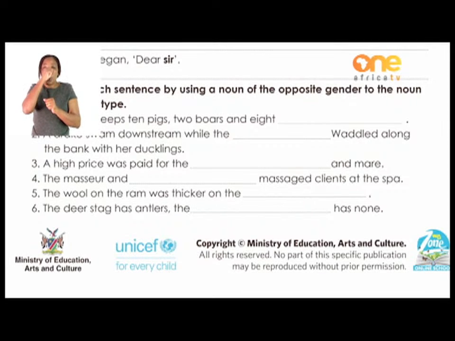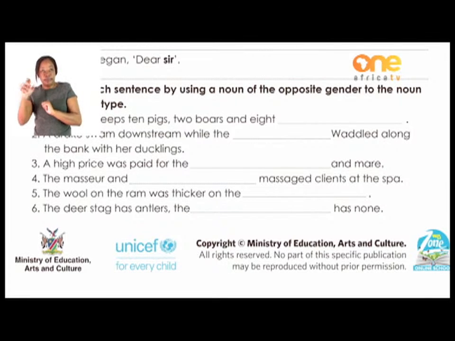So, now, can you change the gender, which is bold there? All right. So 10 pigs. The boy pigs will say they are bulls. What about the female pigs then? So that will be sows. Sows. Now do the second one as well.